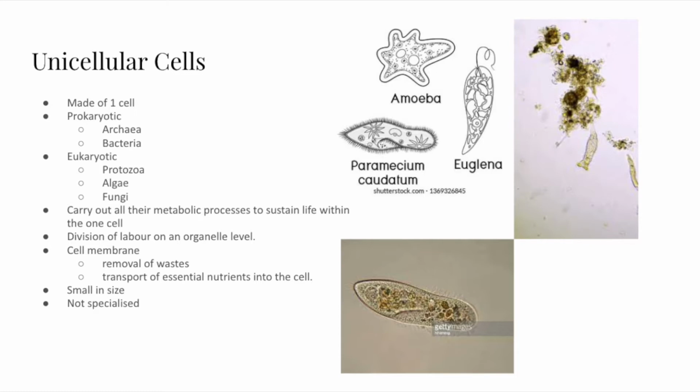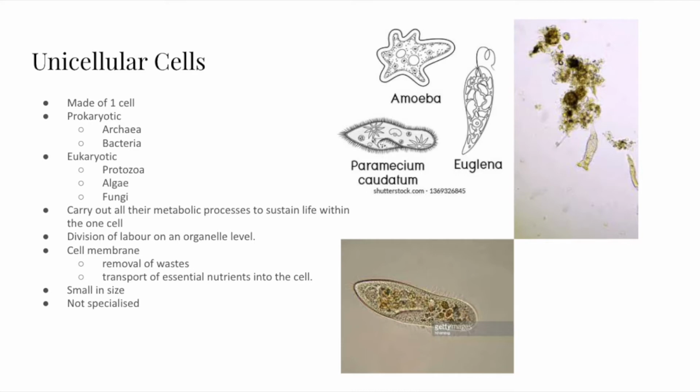Unicellular organisms must carry out all their metabolic processes to sustain life within the one cell. This means that there's no division of labour between cells. This happens between the organelles within that one cell. This has the impact of having a low operational efficiency. This means that a unicellular organism carries out all the life processes for survival.